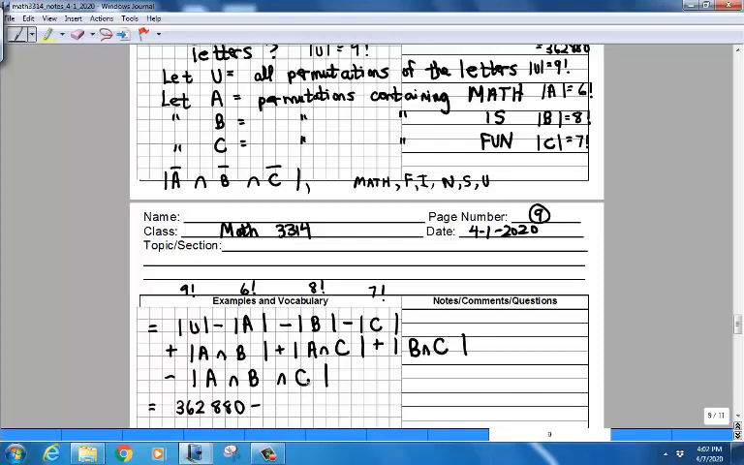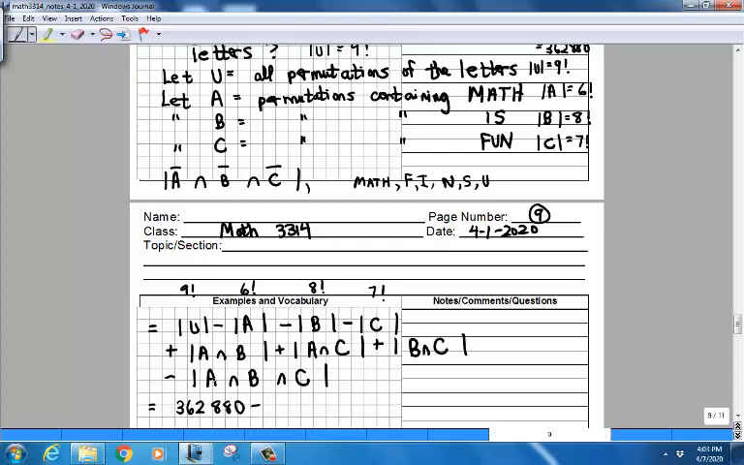All right, now let's look at the intersections, though, because we've still got 4 other cardinalities that we have to compute. Let's look at the last one first, because that one is very easy to calculate. A and B and C means that you would have a permutation that contains the word math, the word is, and the word fun. But you don't have to have these 3 words in this order. You don't have to have math is fun. You could have is fun math, or fun is math, or math fun is.